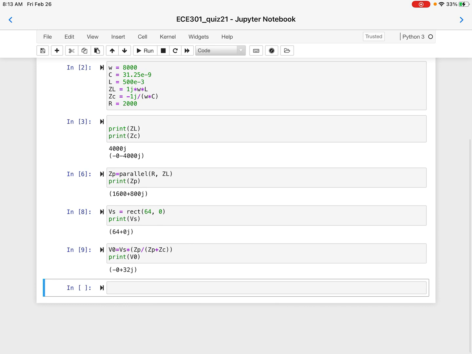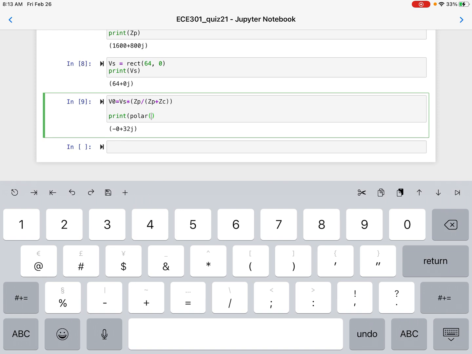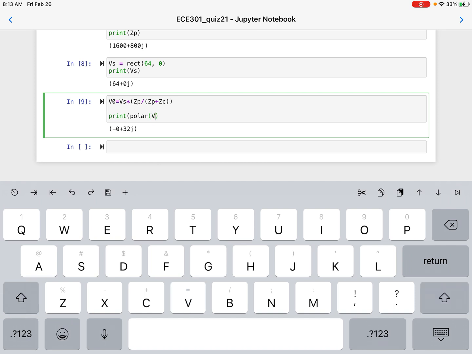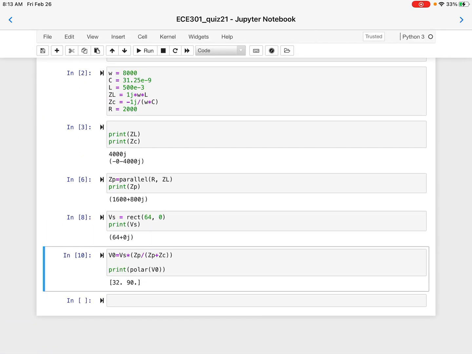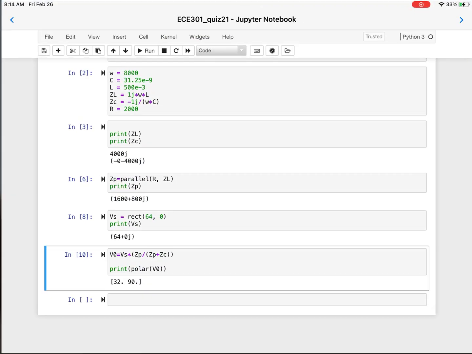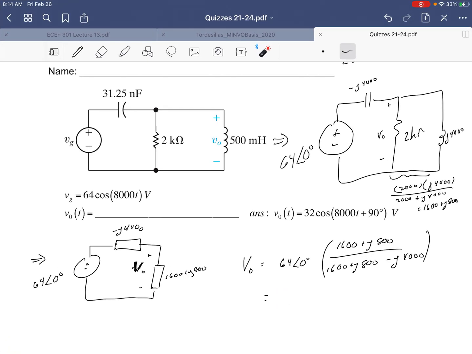So if I come down here and convert to polar, actually I'm just going to print out the polar part of V0. So if I print it out in polar, it's 32 with a phase of 90 degrees. Think about that for a minute, because it was 0 minus J. I think it should be minus, well, okay. Yeah, 32, 90 degrees. All right, so the answer back here was 32.